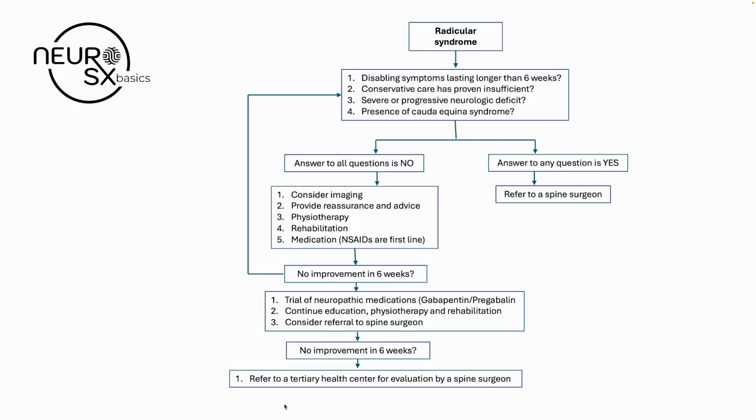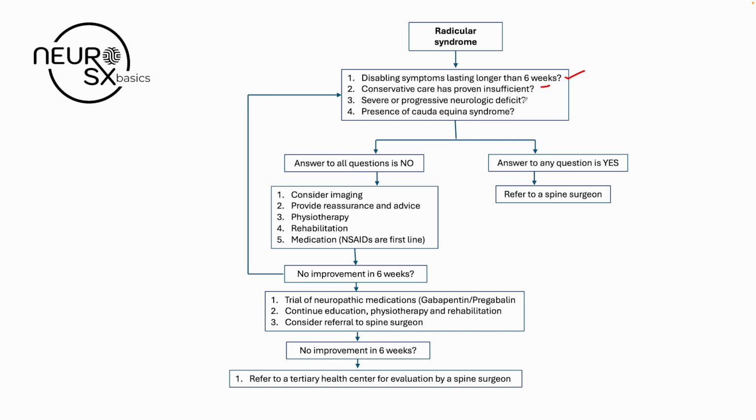So we already know what to do with specific spinal pathology. We have discussed that in detail. You just look for the particular pathology which exists and refer the patient appropriately after the particular diagnostic protocol which has to be followed for that condition. Now, what do we do for somebody who has a radicular syndrome? Radicular syndrome could be anybody presenting with radicular pain or radiculopathy. First, we have to ask these 4 questions. Are there any disabling symptoms which are lasting longer than 6 weeks? Have they already been given conservative care, and has that conservative care proven insufficient?